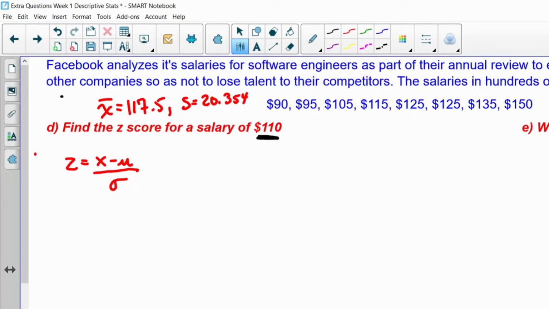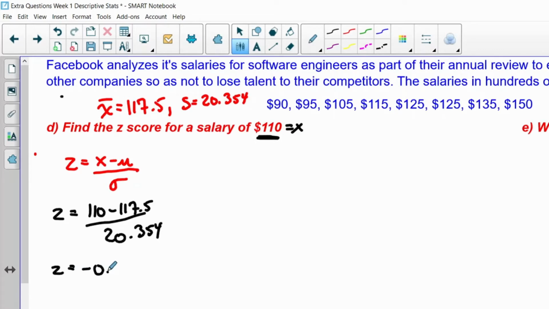So z-score for a salary of 110. Well, that's what this x is. Okay, so that's the x in this formula. So we can go ahead and plug in all the numbers. We can go 110 subtract 117.5 divided by 20.354. And you can type that in on our calculator. We get negative 0.37, and I am rounding there to 2 decimals.